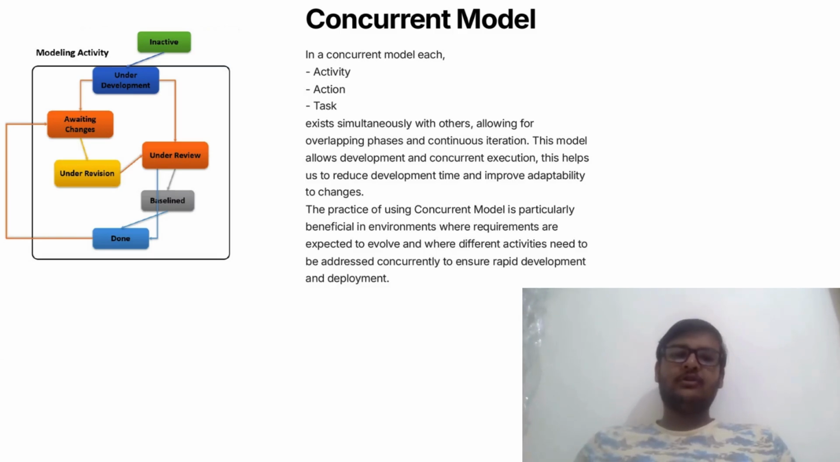The topic is concurrent model. The concurrent model in software engineering refers to an approach where multiple processes or threads execute simultaneously, potentially interacting with each other. This model is essential in scenarios where tasks can be performed in parallel to improve efficiency, such as multi-core processors, web servers handling multiple requests, or a real-time system.